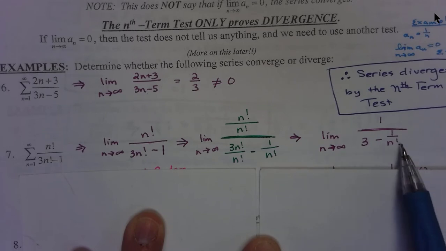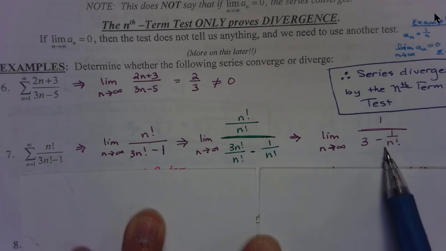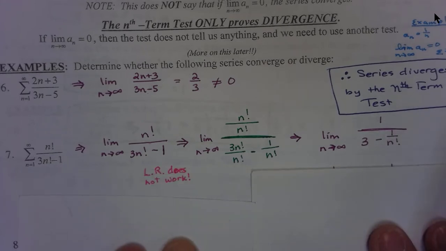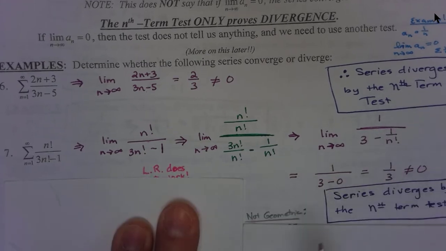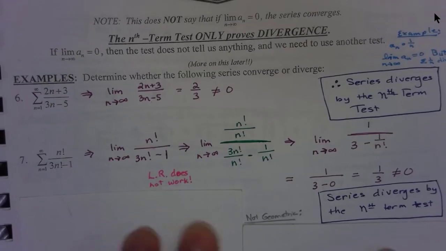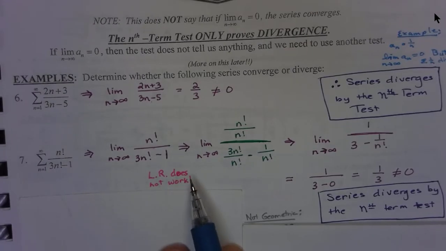Now, what do we know as n goes to infinity? This is going to get bigger and bigger and bigger, so 1 over that is going to get close to 0. So my limit, you should see, is 1/3. Limit is not 0, so my series diverges by the nth term test. Notice I wrote here, L'Hopital's rule does not work. We can't take the derivative of a factorial.